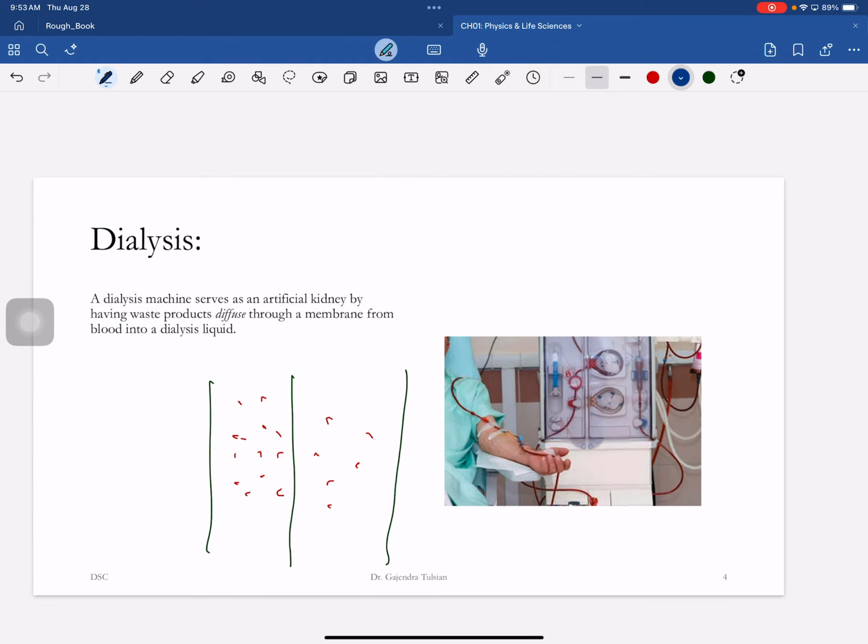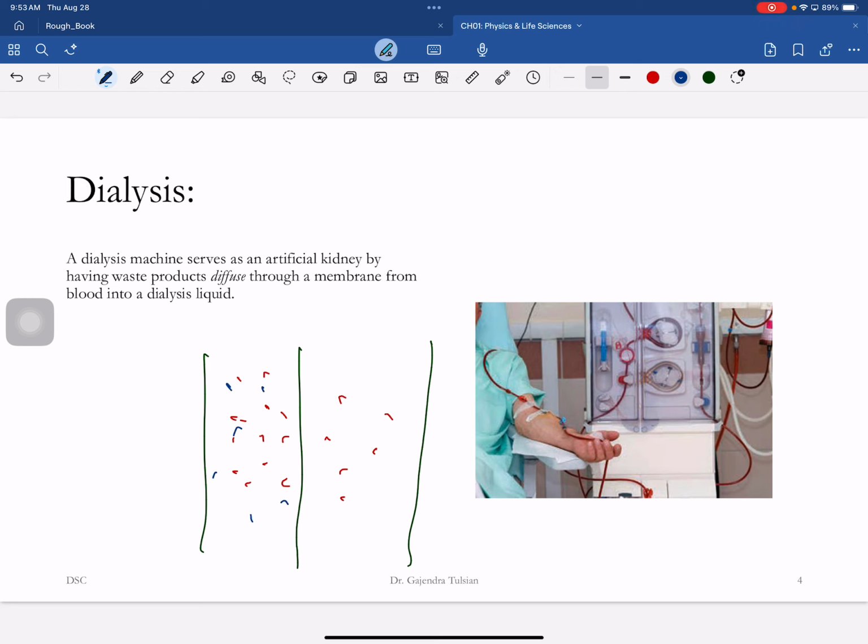Here's the problem. These guys are the good molecules, glucose and stuff. You'd lose these too. You're losing the good stuff with the bad stuff. It happens in your body. But when your kidneys are functioning properly, the kidneys will spend some energy and pump the good stuff back.